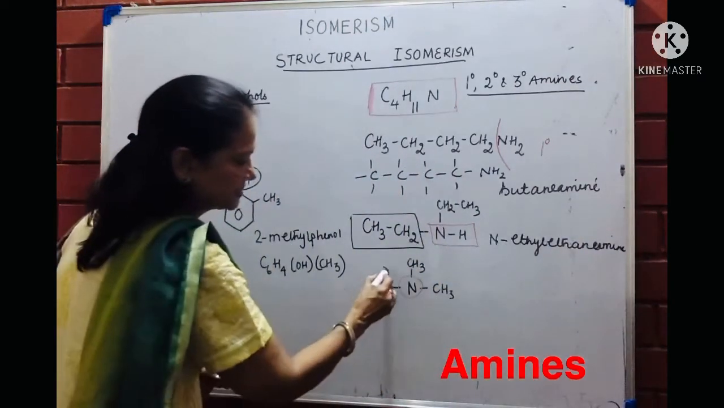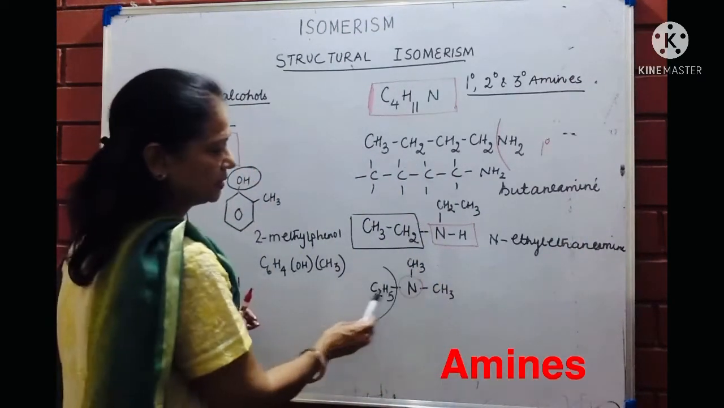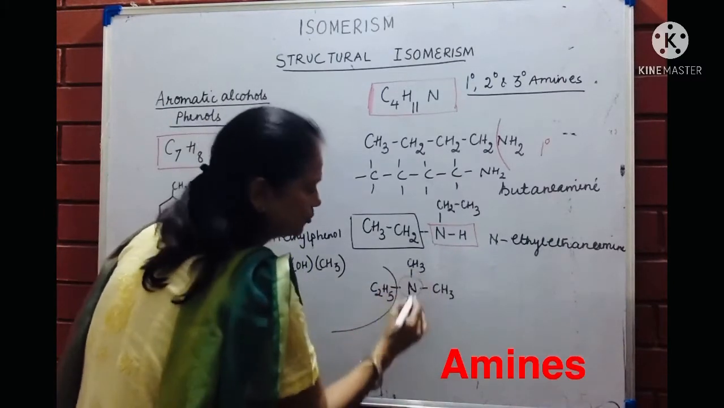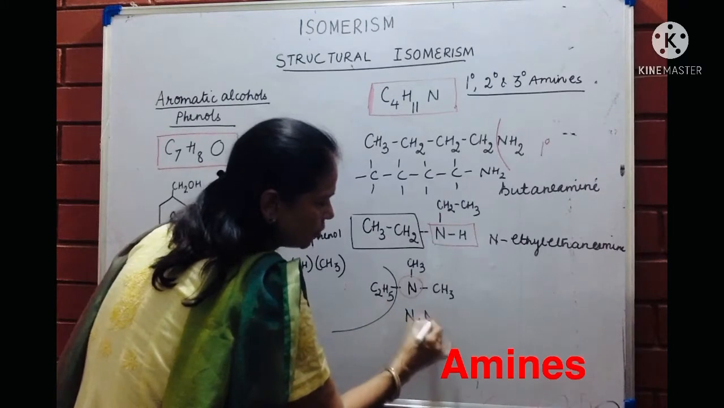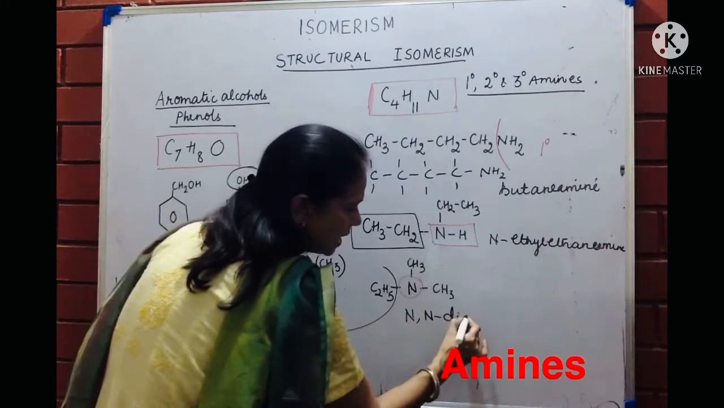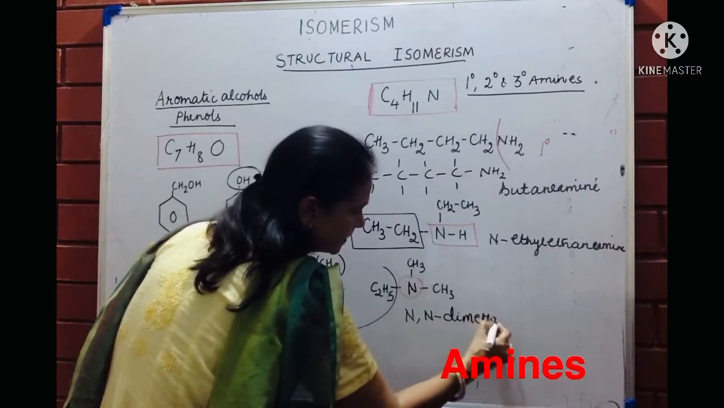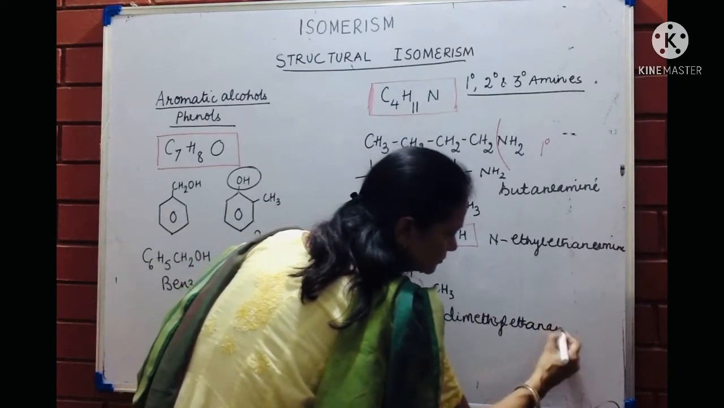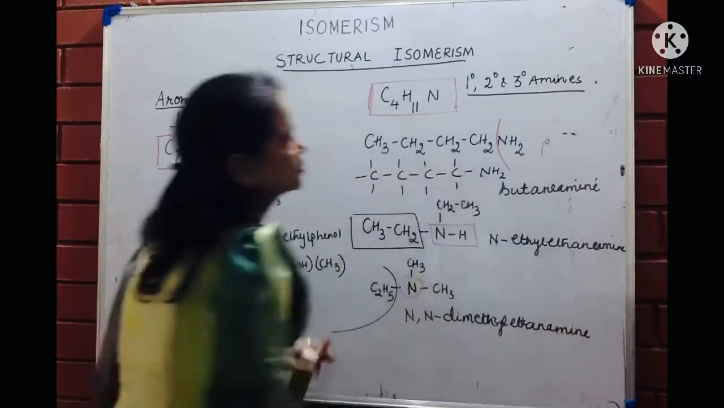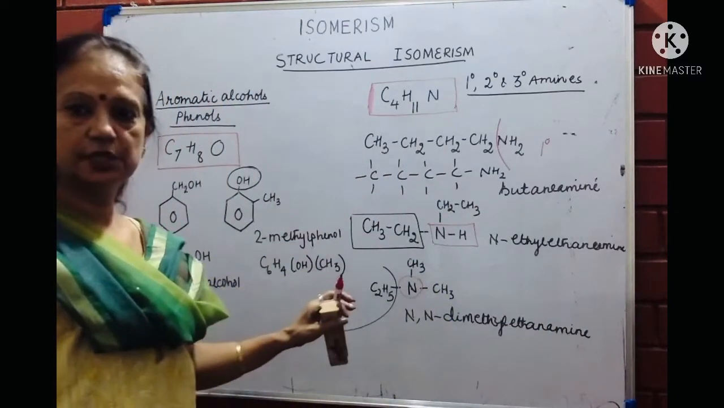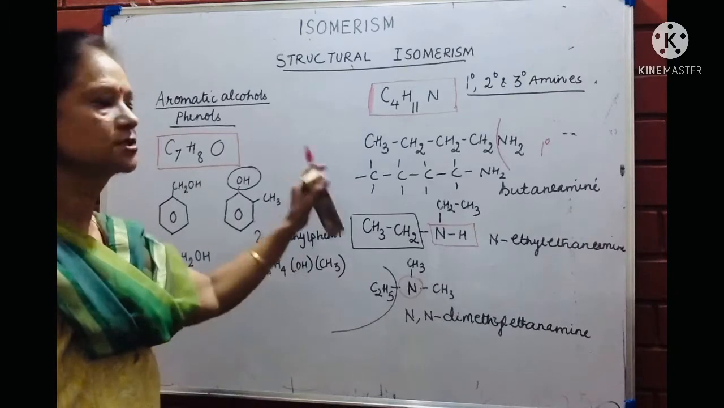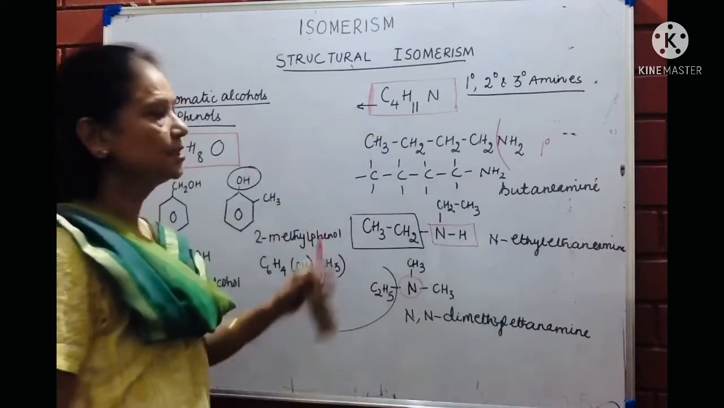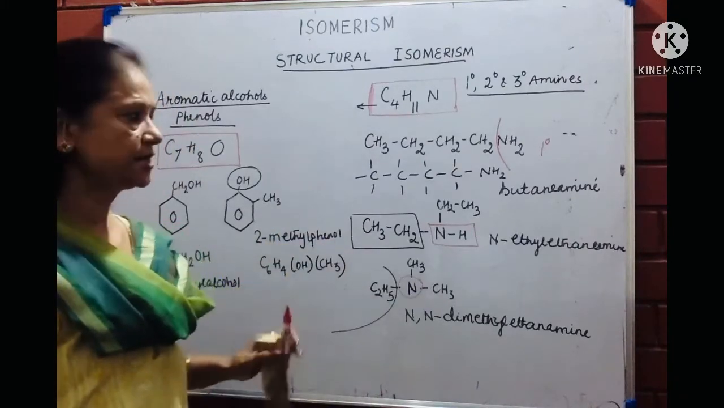And this one, this is the longer chain. So again ethane amine, but I'll have to write down that on the nitrogen atom there are 2 methyl groups. So N,N-dimethyl ethane amine. So primary, secondary and tertiary amines are functional isomers of each other. If you are asked to make a functional isomer of this, you will make these 3 isomers.